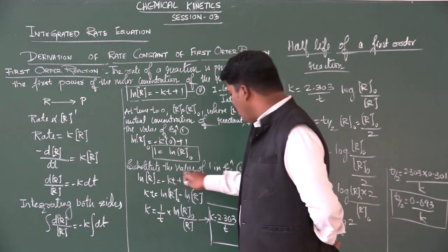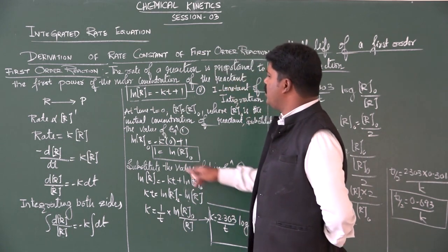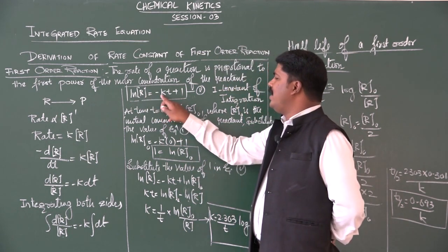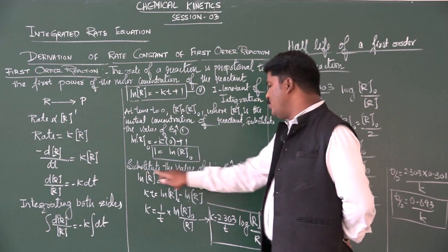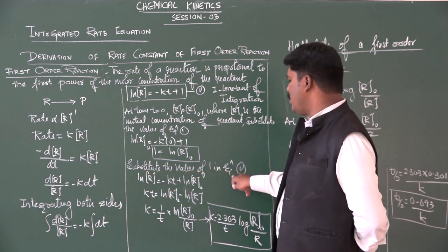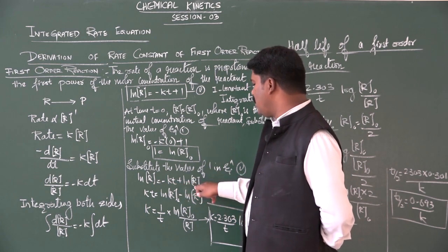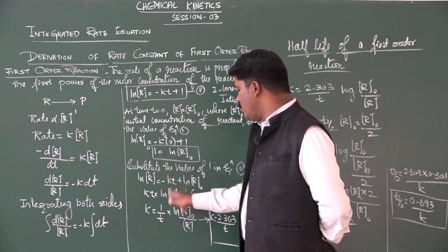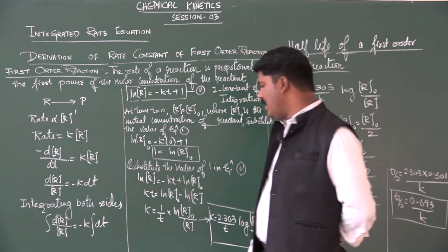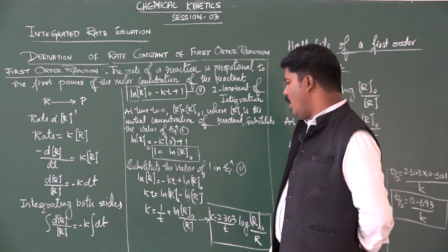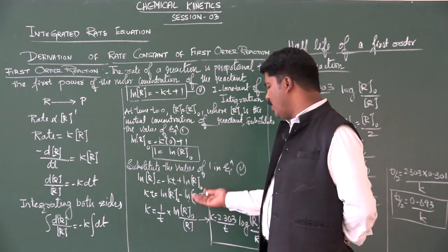Now substitute the value of I in equation 1. What is equation 1? ln R is equal to minus kt plus I. Substitute the value of I in equation 1. ln R is equal to minus kt plus ln R naught. kt is equal to ln R naught minus ln R. If you have learned about log, it is log a minus log b is log a by b.